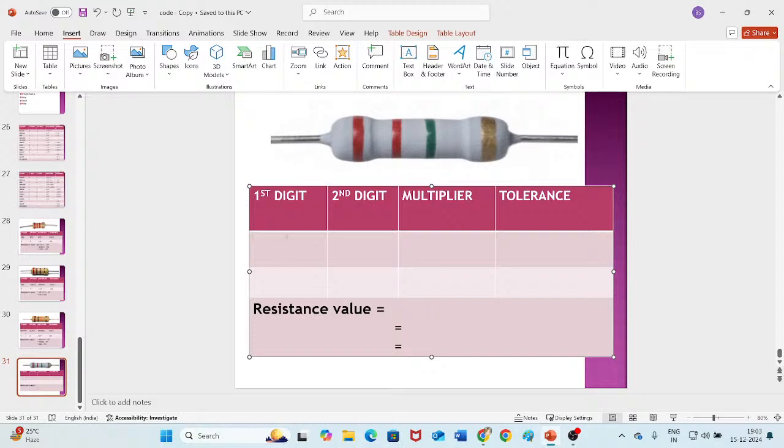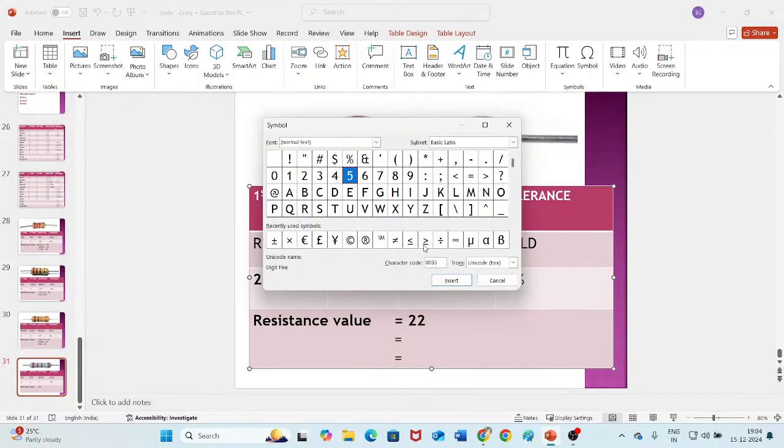So let us write down red. First digit red, second digit red, multiplier is green. Gold and silver always represent tolerance. They will never represent digit 1, digit 2 or multiplier value. So what is meant by red? Red value is 2 from the table. What is green? They have written 5.